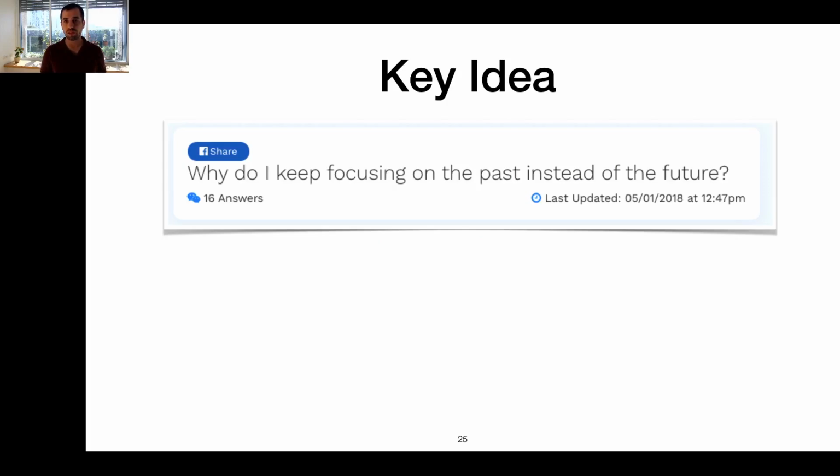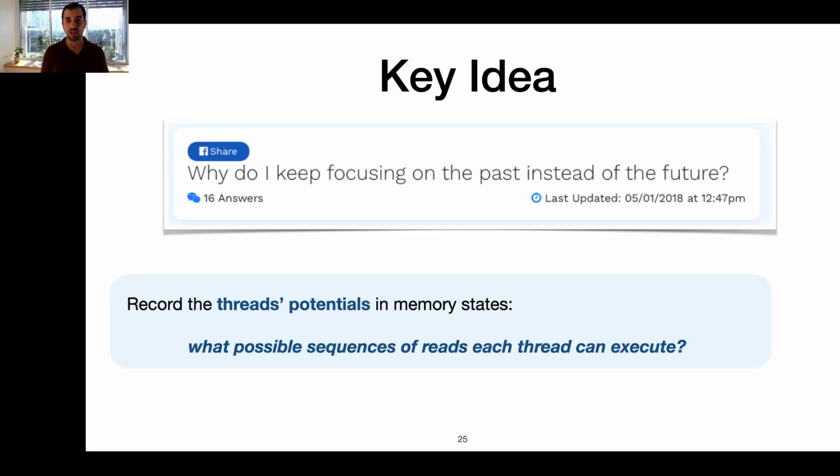After thinking about this for some time, we encountered a psychological doubt. Why do I keep focusing on the past instead of the future? This led us to the key idea in the new semantics. Instead of maintaining the history of the execution in our memory state, we will record what we call the thread's potential, that tells us the possible future. The potential of each thread says what possible sequences of reads the thread may execute.